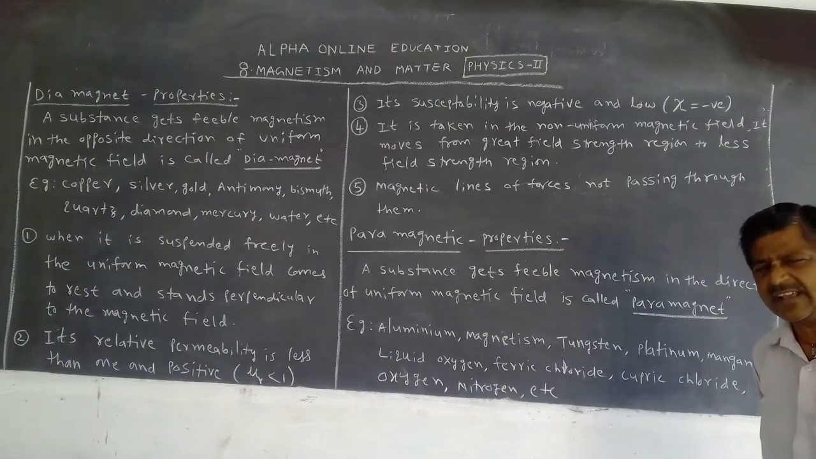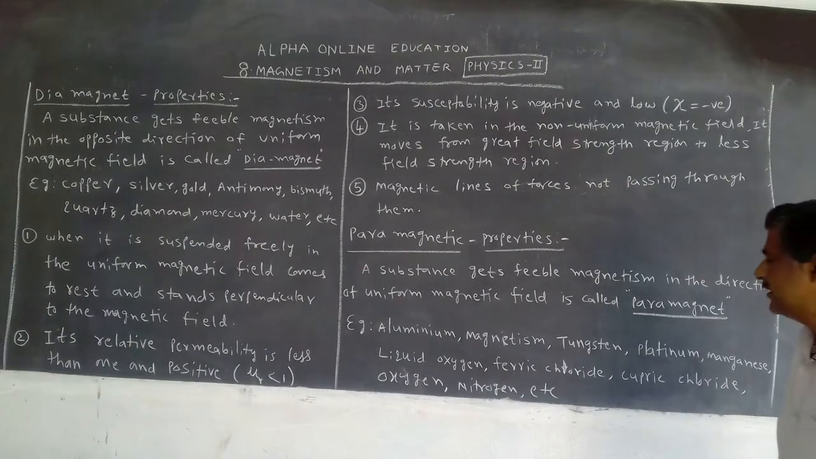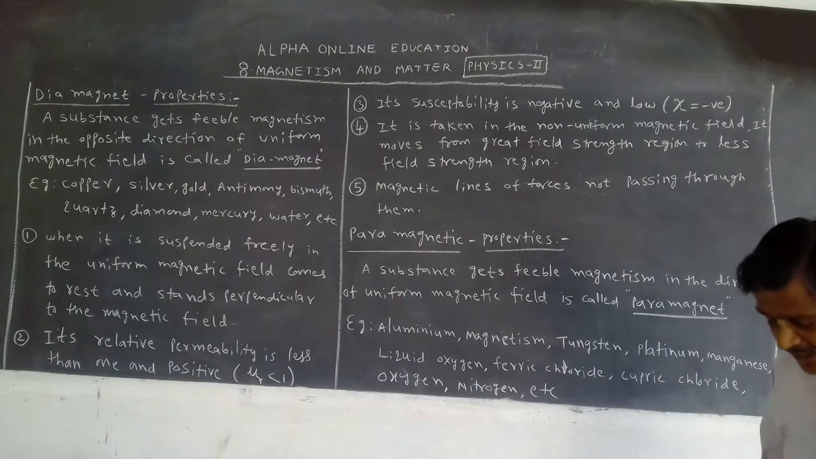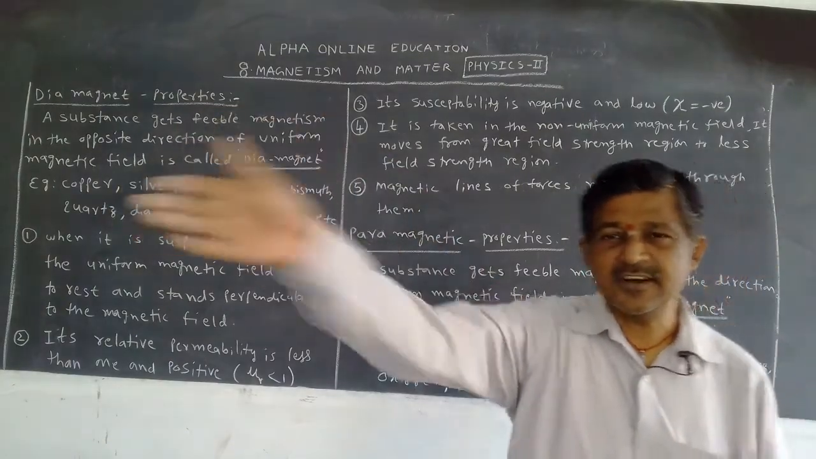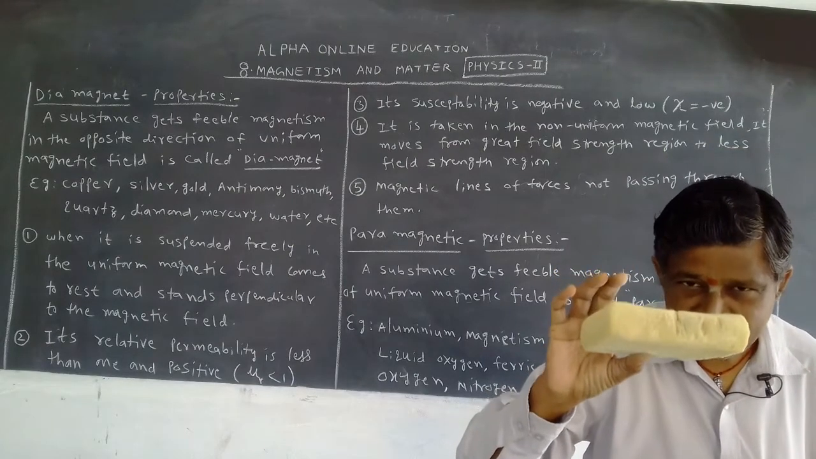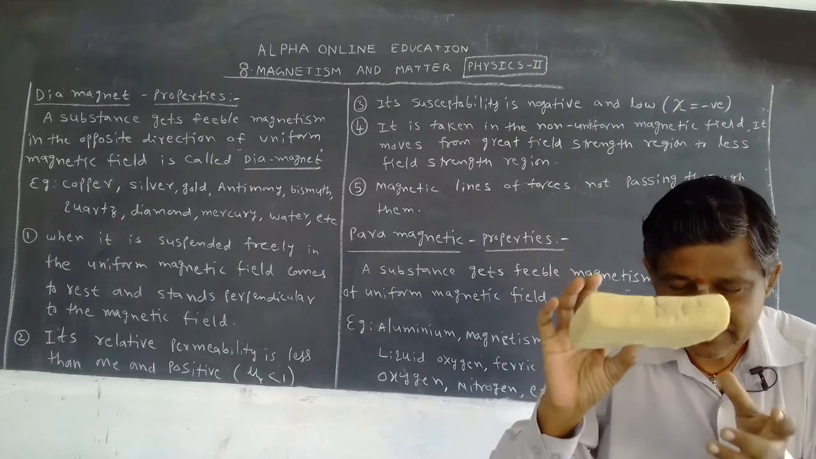The next one is paramagnet and properties. In nature, most of the substances present are paramagnets. Now, what is the definition of a paramagnet? A substance that gets feeble magnetism in the direction of the uniform magnetic field is called a paramagnet.